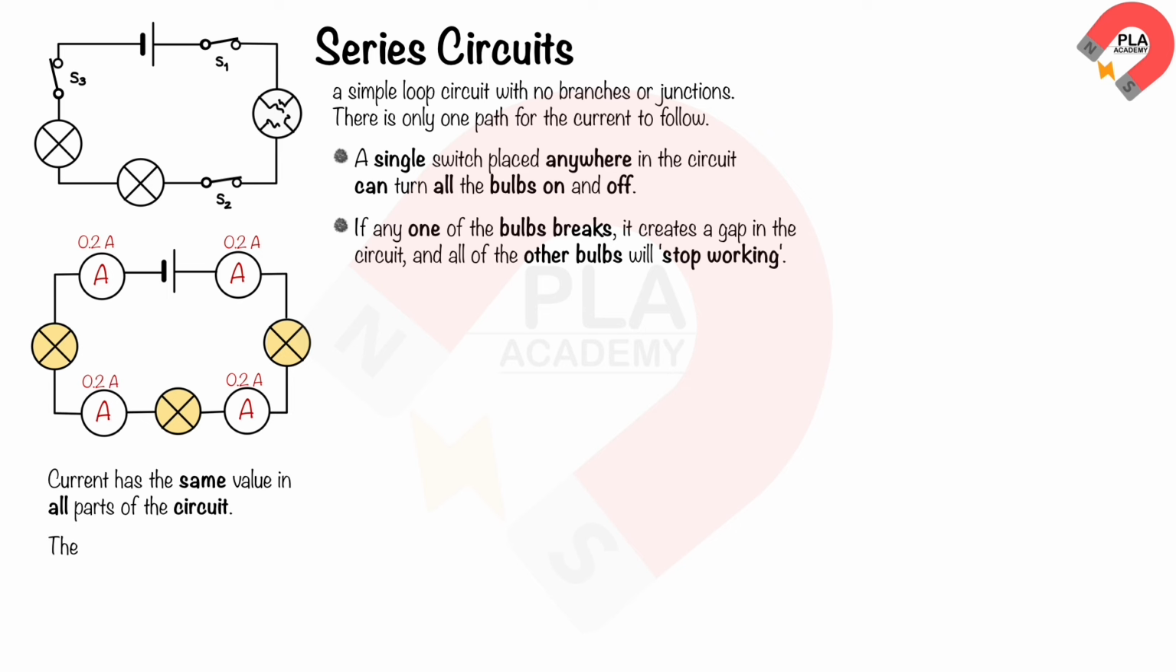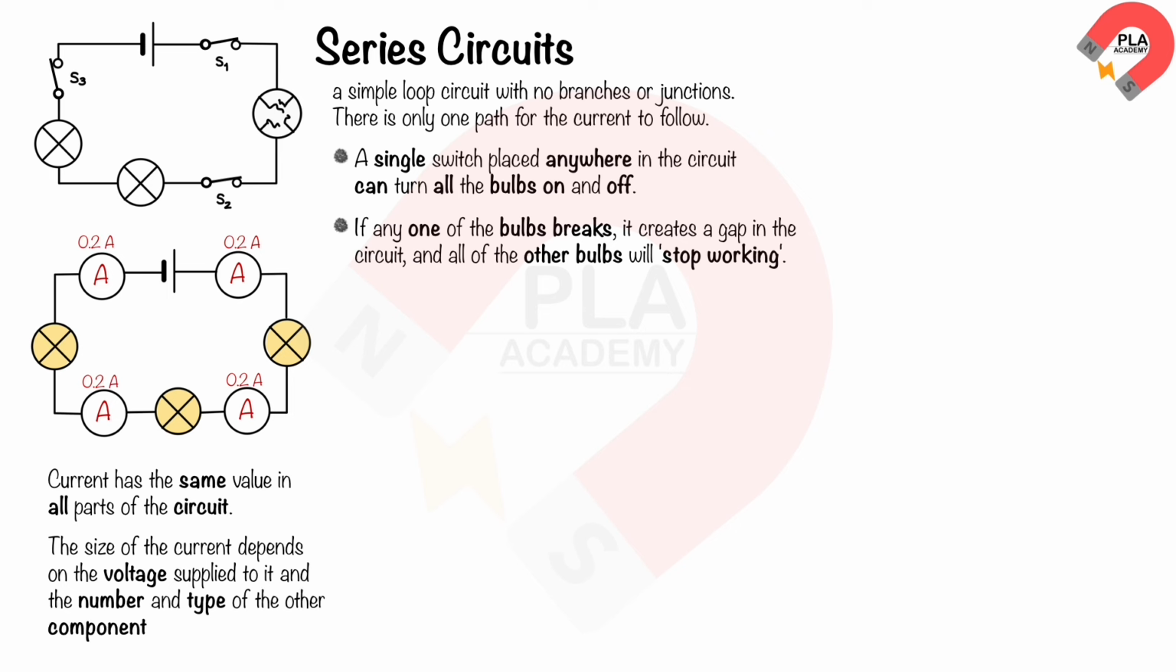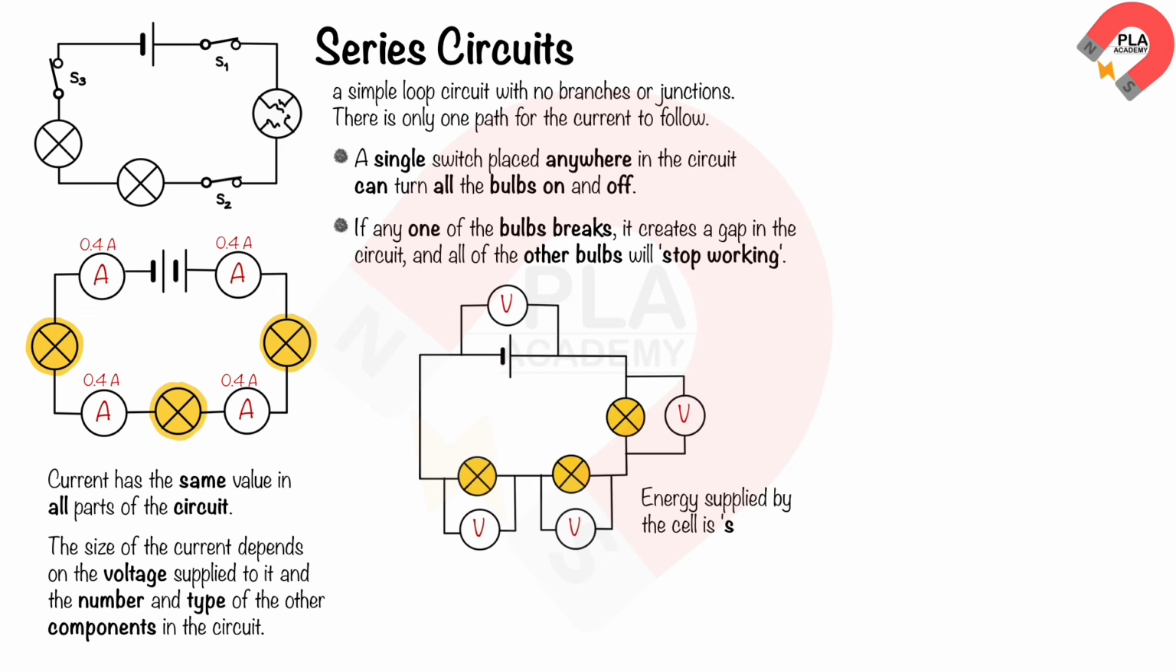Current is not used up. The size of the current in a series circuit depends on the voltage supplied to it and the number and type of the other components in the circuit. If a second identical cell is added in series, the voltage will double, and so the current will also double, causing the bulbs to be brighter. The energy supplied by the cell is shared between all the bulbs.